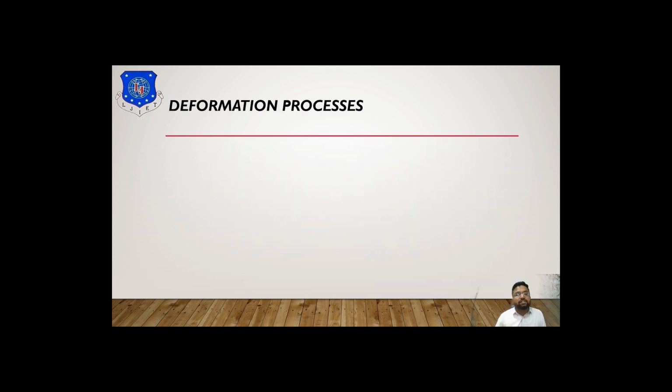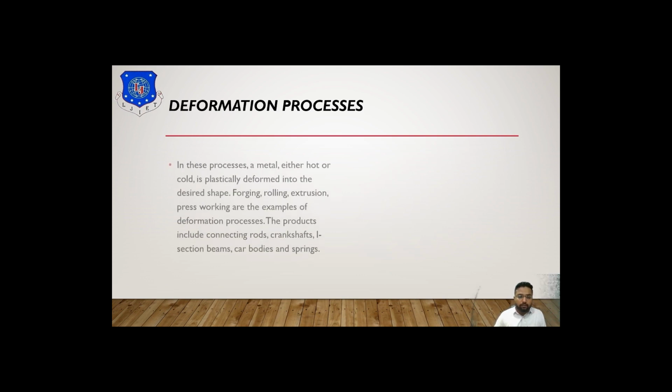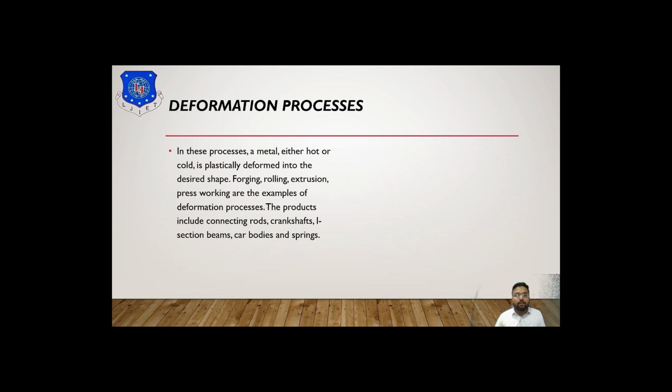The second process is the deformation process, which is also called the forging process. In this process, metal, either hot or cold, is deformed into some desired shape. So this process will provide our desired shape by forging it, or you can say deforming it into some kind of shape. While deforming it, we will provide strength, which is called strain hardening.